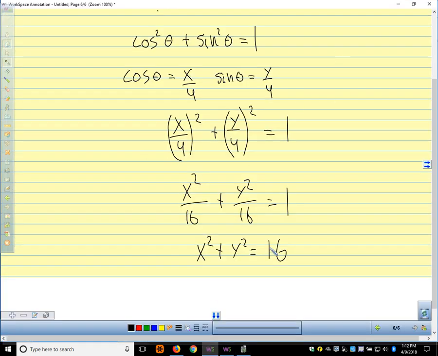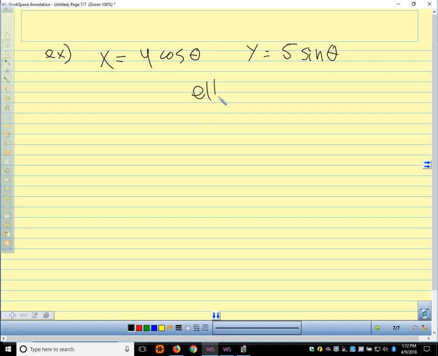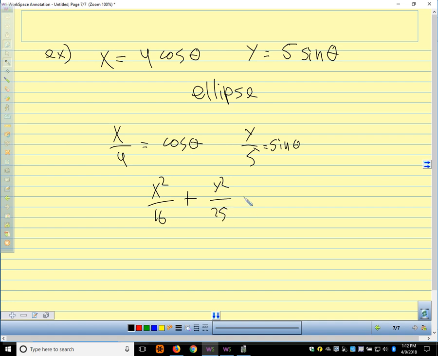So based on what we just saw, what would you guess we get if x equals 4 cosine theta and y equals 5 sine theta? That is going to be an ellipse. The x radius, in quotes, is 4 and the y radius is 5. Is it going to be vertical or horizontal? Vertical. The y part is going to be bigger. And the way we'd see that is x over 4 is cosine theta, y over 5 is sine theta. So x squared over 16 plus y squared over 25 equals 1.